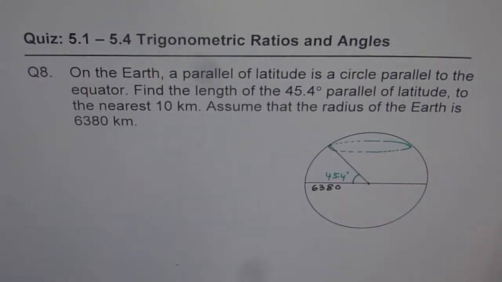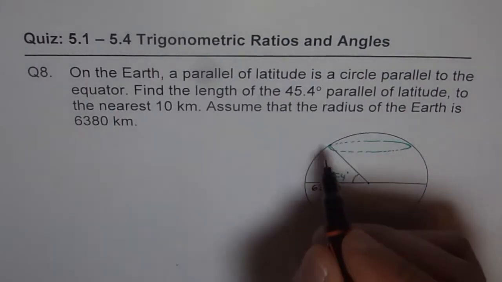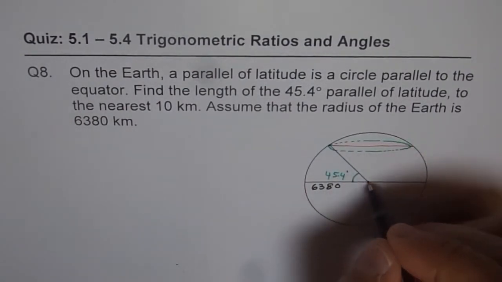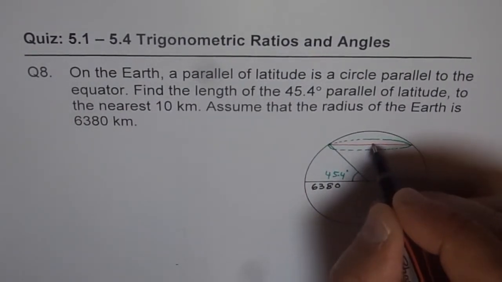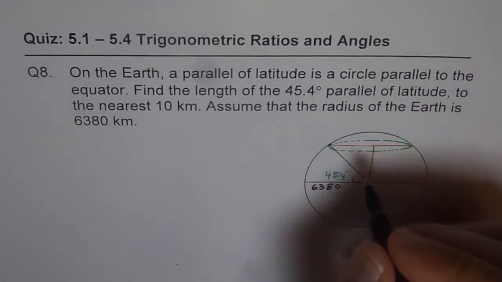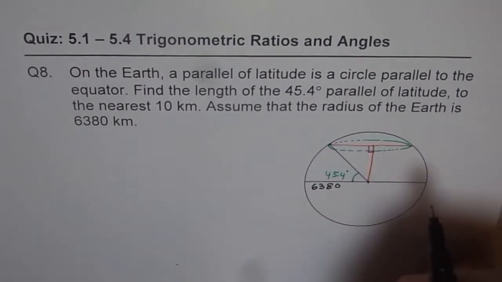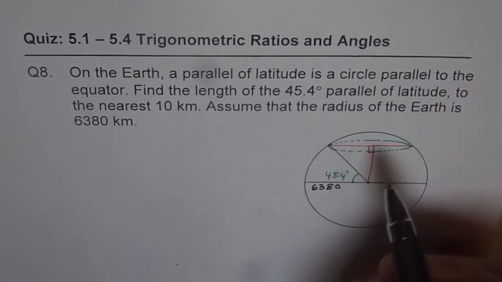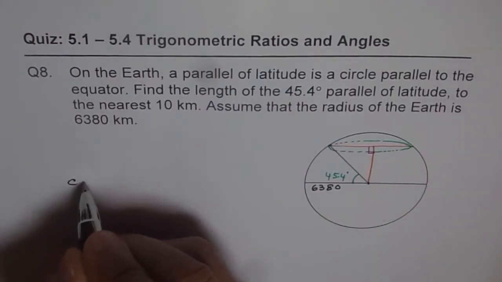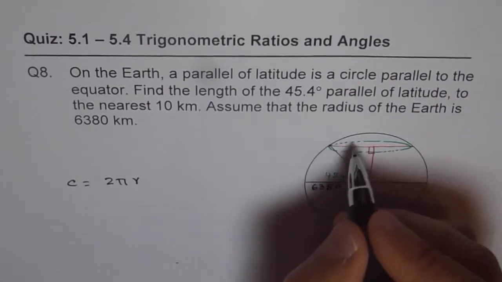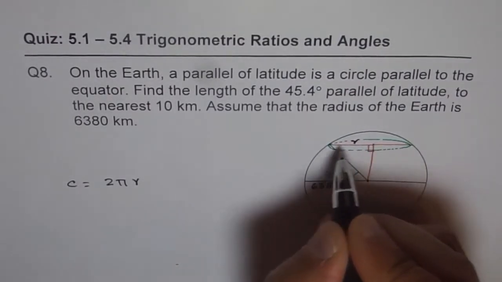Now, how to find that out? We can do a little bit of construction here. Let's join a line here, and from here we'll draw a perpendicular. So we get a right triangle, correct? So you see, this is the right triangle. Now, to find this circumference, what do we need? The circumference is equal to 2 pi r, so we need the radius. We are looking for this radius from here to here.